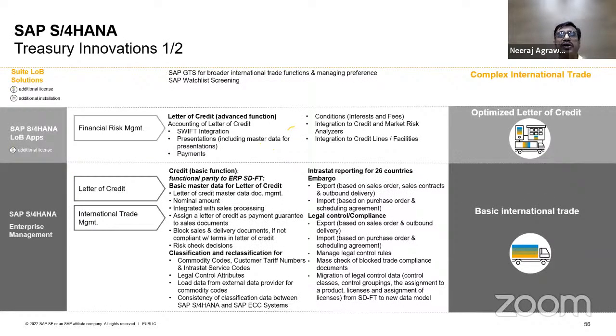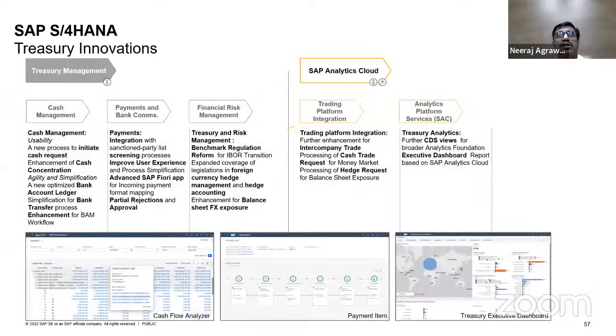So in treasury management, we have all the things like financial risk management, and letters of credit are supported. These are both available as basic and advanced functions. We have international trade management and things. Other than this, we can also do a lot of cash management, like cash concentration and other processes. We can do the payments integration for much faster processes. We also have analytics cloud with trading platform integrations, where content is available for these things.